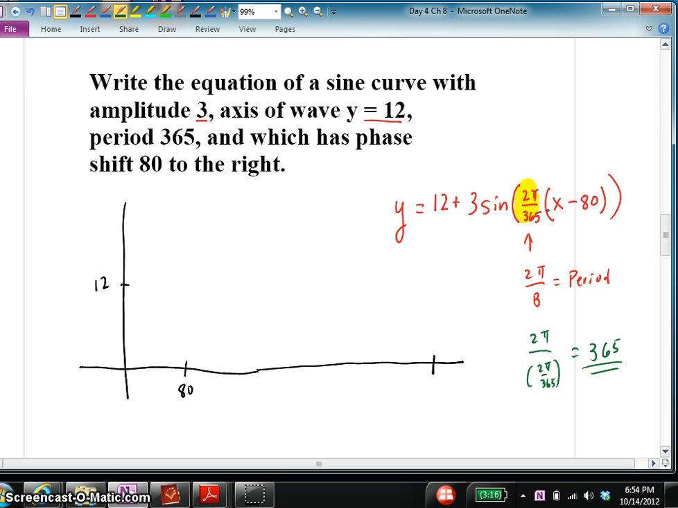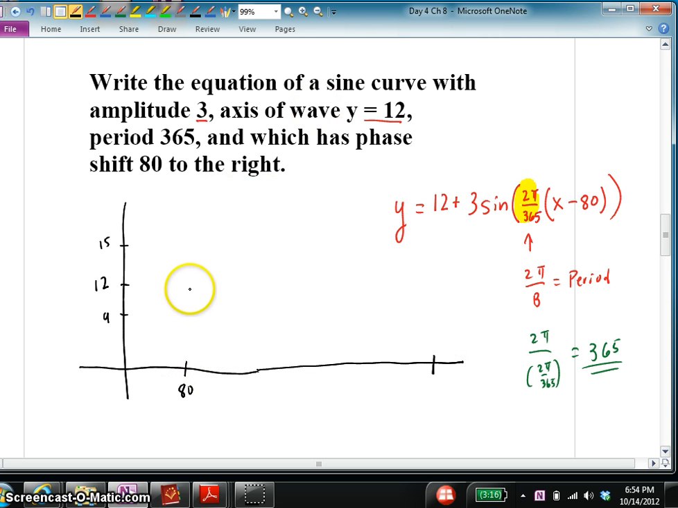Okay, so I'm going to make a quick sketch of this graph. And I've sort of started it. I've got y equals 12 here. The amplitude is 3. So we're going up to 15 and down to 9. I've got the axis of wave sort of already there. And it says a phase shift of 80 to the right.